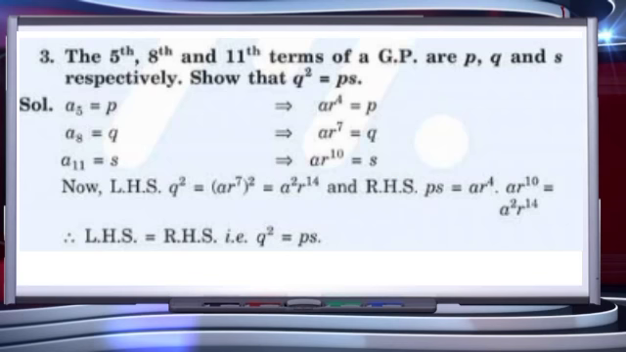This is all by the formula. Now let us take the LHS of the given. LHS is Q square. So here Q square reduces to a into r raised to power 7 whole square, that is a square r raised to power 14. Next, similarly our RHS, that is P into S, reduces to a into r raised to power 4 into a into r raised to power 10, that is again a square into r raised to power 14. Hence our LHS is equal to RHS.